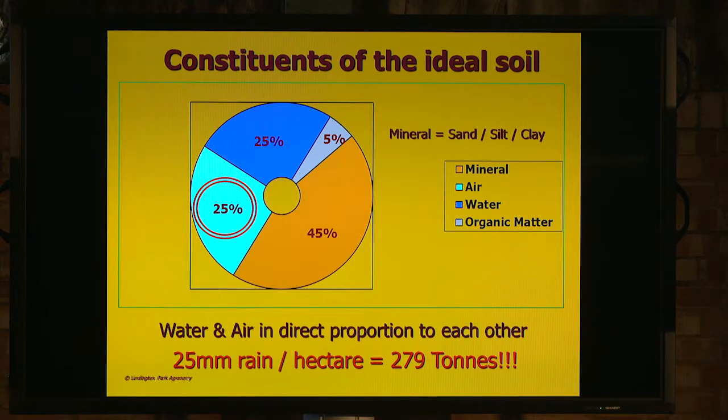25 mil of water is an inch in old money. A hectare weighs 279 tons. If you haven't got the structure of your soil right and allowed the crop to interact with it, then you've got a very compacted environment that definitely won't have 25% air, 25% water.